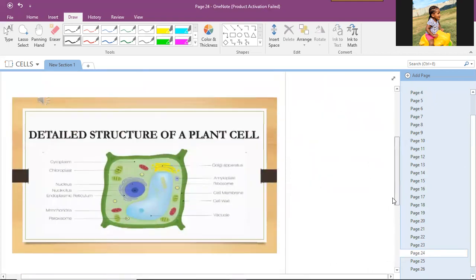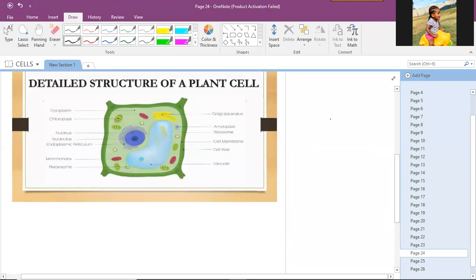So the only structures of the plant cell that I'm going to talk about are the cell wall and the chloroplast. The rest are the same. These are the only two structures that are found only in plant cells. Then I also talk about the vacuole. But remember, the vacuole is also found in animal cells, but you have to know the function of the vacuole in plant cells.